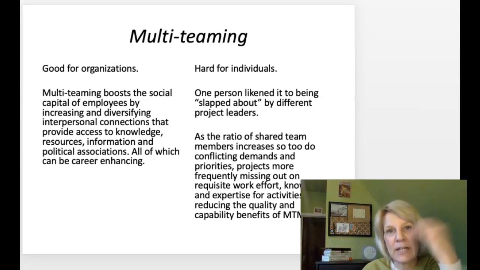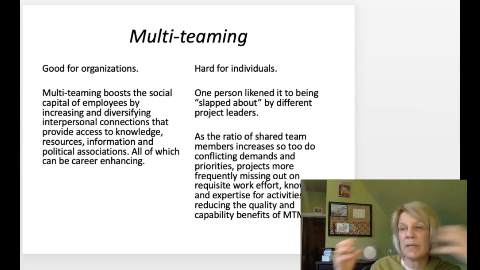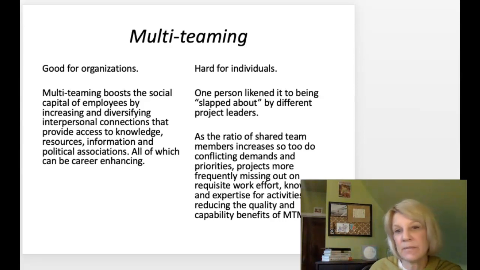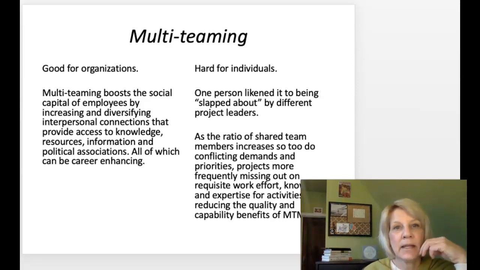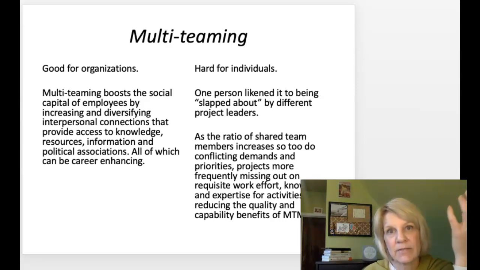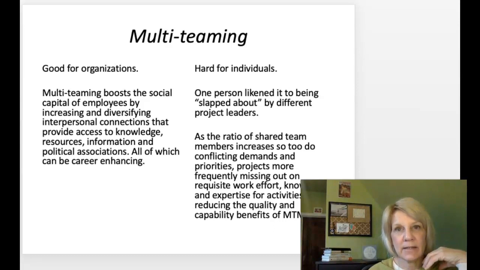As the ratio of shared team membership comes higher, right? So the more people on your team who are also sitting on other teams, the more likely there is to be conflict in your team. And the whole point of Mark's book, The Overcommitted Organization, is that people feel overcommitted. They just feel pulled in too many directions, and it creates stress and fatigue.